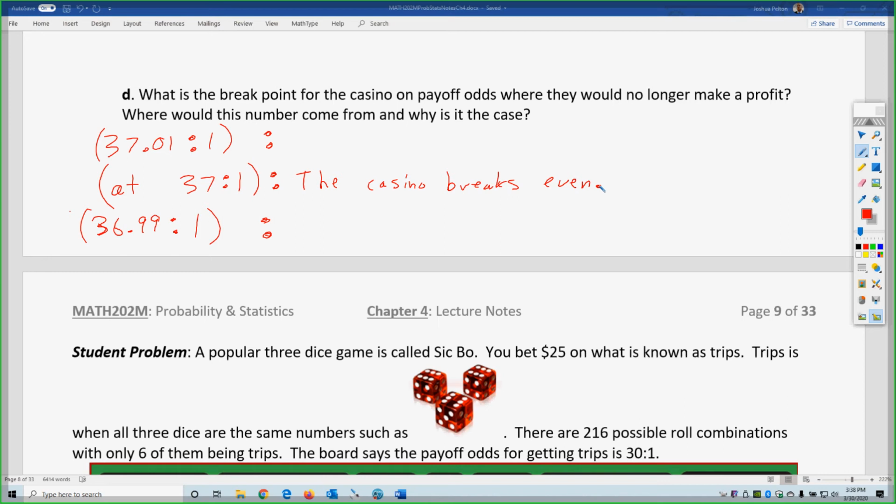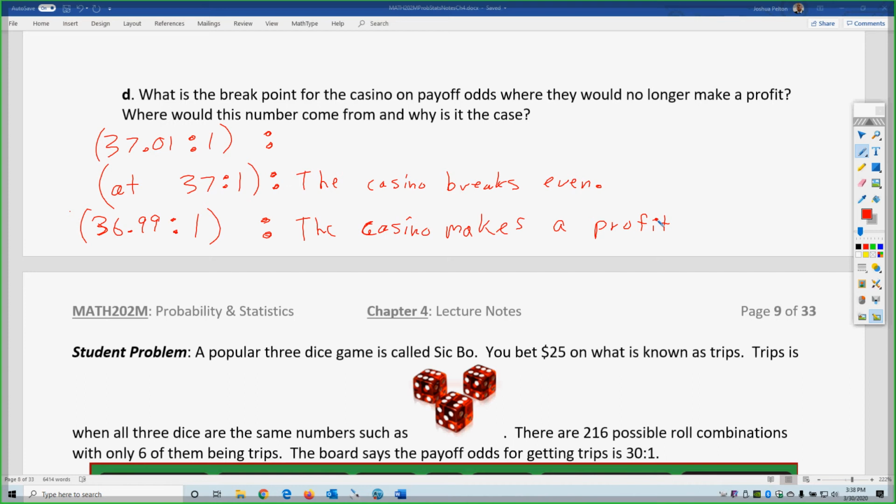And at $36.99 to 1, the casino makes a profit because they're paying you less than the expected outcome. Therefore, that one time that you win is not going to make up for what you lost.